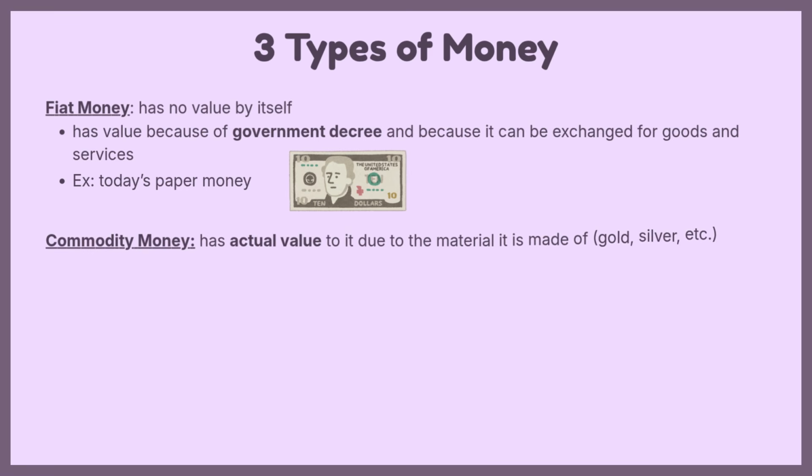Commodity money, on the other hand, is money that has actual value to it due to the material it is made of, such as gold or silver. Thus, gold and silver coins are some examples of commodity money.